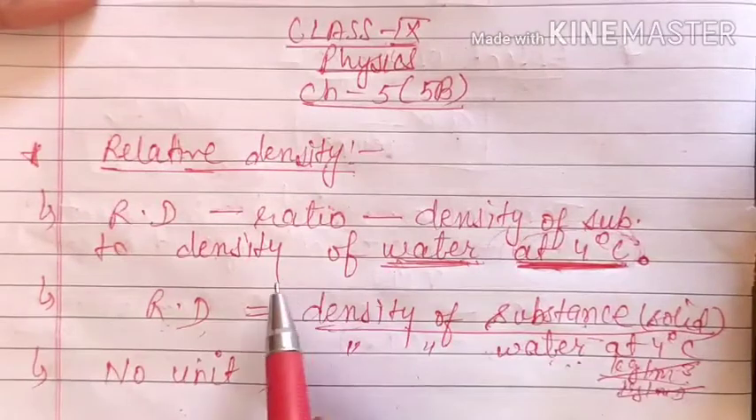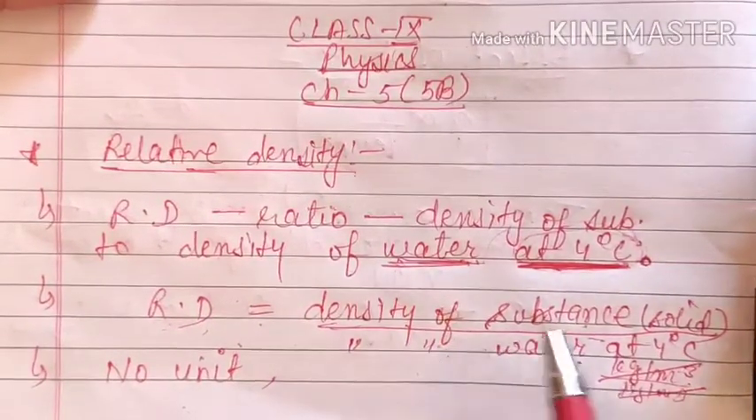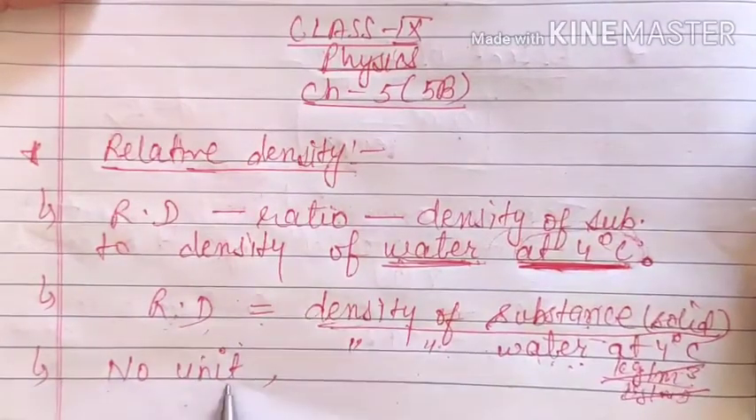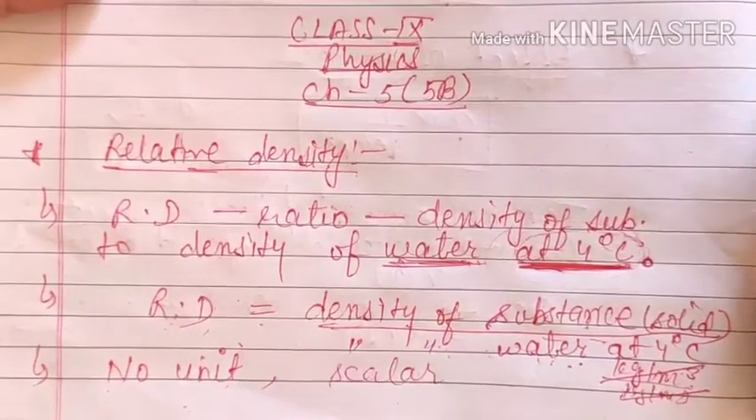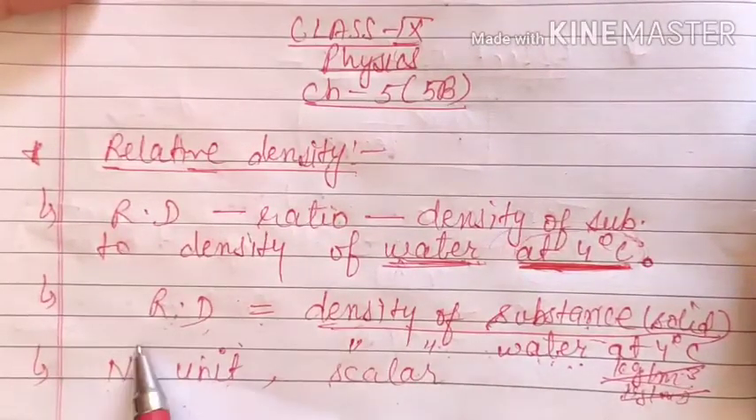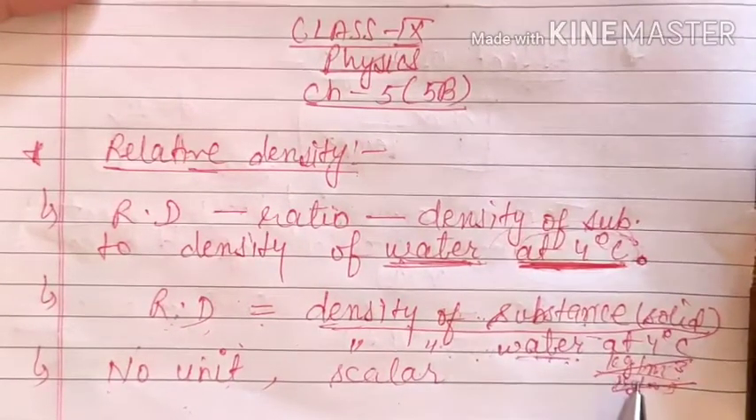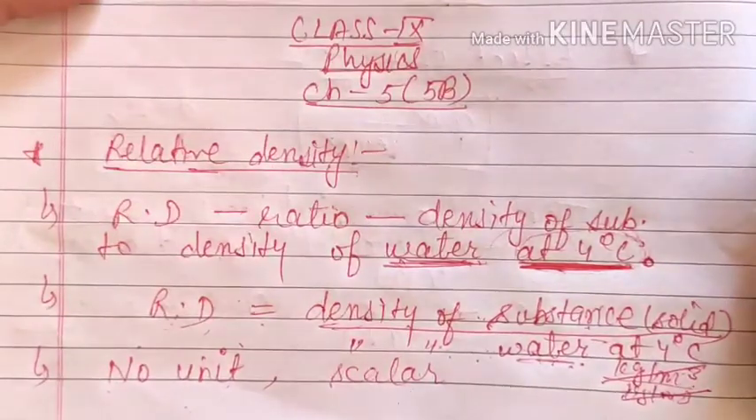So relative density, since it is the ratio of the same kind of quantities, their units will cancel out each other. Therefore relative density has no unit, and as you know it is a scalar quantity, since density is a scalar quantity. So relative density is the ratio of two densities with respect to water at 4 degrees Celsius. It does not have any unit and it is a scalar quantity.